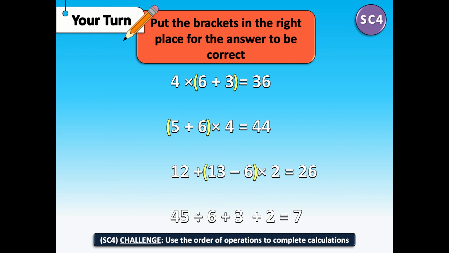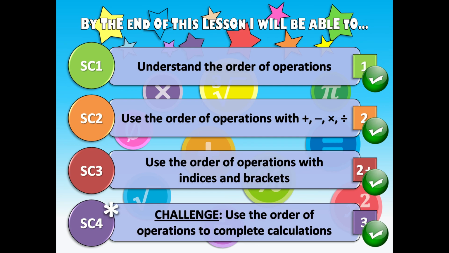On the next one, the brackets need to go here. So 13 take away 6 is 7, 7 times 2 is 14, and 12 plus 14 is 26. And on the last question, the brackets need to go here. 6 plus 3 is 9, 45 divided by 9 is 5, and 5 plus 2 is 7. And now we've completed success criteria 4.